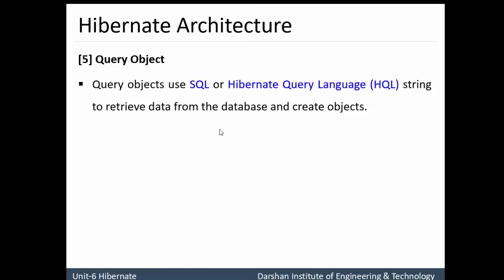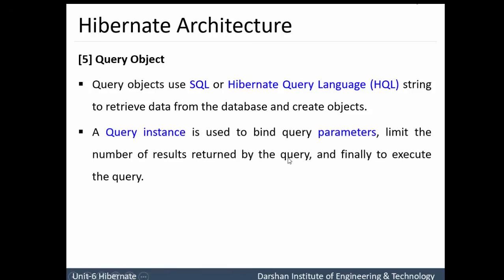While in Hibernate, the query object handles all the transactions related to retrieval of data from the database and creating objects from that data. So converting RDBMS tuples to objects in Java is handled by the query object. A query instance is used to bind query parameters, limit the number of results returned by the query, and finally to execute the query. So all these tasks are performed by the query object in the Hibernate architecture.